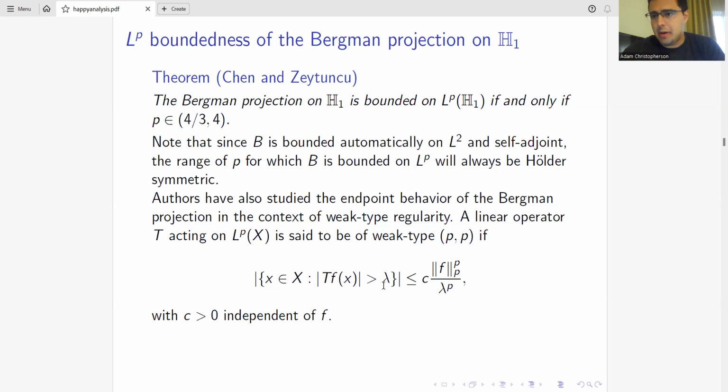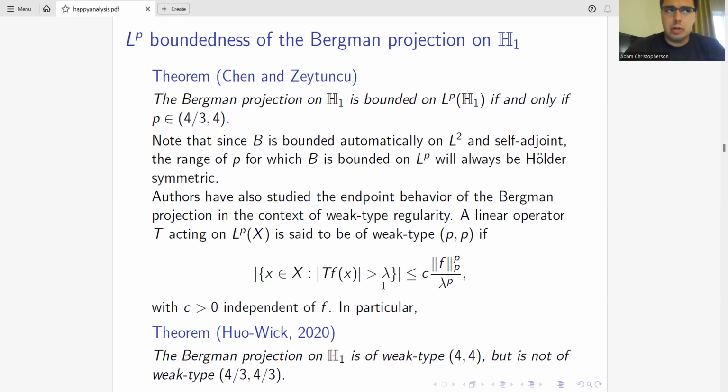Now, if T is bounded on L^p, this is simply Chebyshev's inequality, but there are a number of operators, such as the maximal function on R, that satisfy a weak type estimate, particularly a weak type (1,1) estimate, but are not bounded on L1. So, just before the pandemic, Brett Wick and Zhenghui Huo studied and characterized the weak type regularity at those endpoints, and they found that the Bergman projection is of weak type (4,4). That's the upper endpoint of L^p boundedness. It is not, however, weak type (4/3,4/3), which is the lower endpoint of L^p boundedness. So that ended up being a little bit of a surprising result.